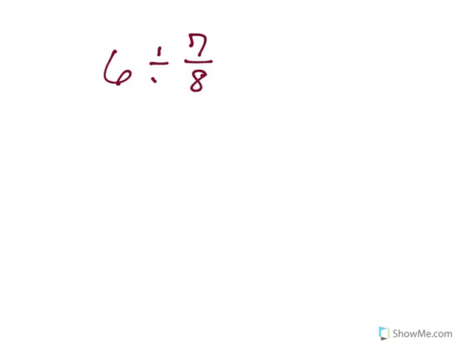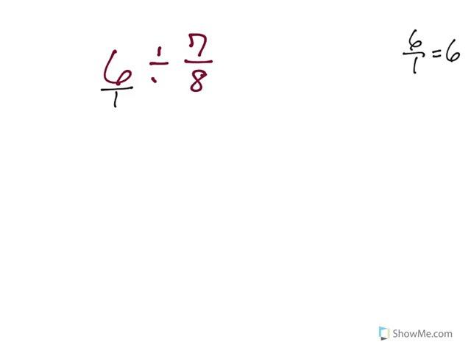Now the easiest way to divide when we have one part a fraction and one part a whole number is to make that whole number a fraction. We can take 6 and make it a fraction by putting it over 1, because we know that 6 over 1 is the same as just 6. So now I have a fraction dividing by a fraction, and I can use the process of multiplying by a reciprocal, which is how we divide fractions.